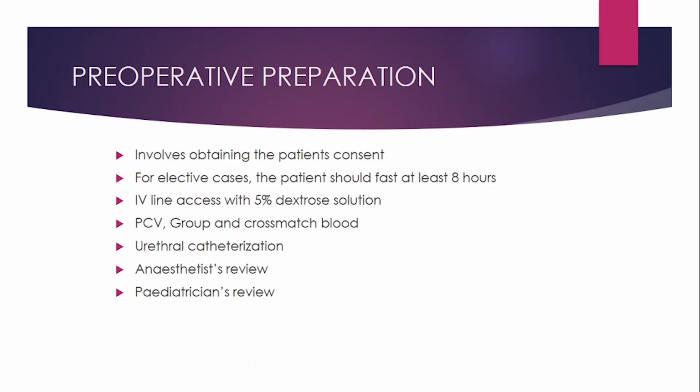So now, let's talk about the preoperative preparation for cesarean section. Of course, you have to obtain the patient's consent. Then, for elective cases, the patient should fast at least 8 hours, with an intravenous line with fluid. Then, the packed cell volume should be checked, and group and cross-match blood. Then, you should catheterize the woman. Then, the anesthetist should review. Then, the pediatricians too should review.